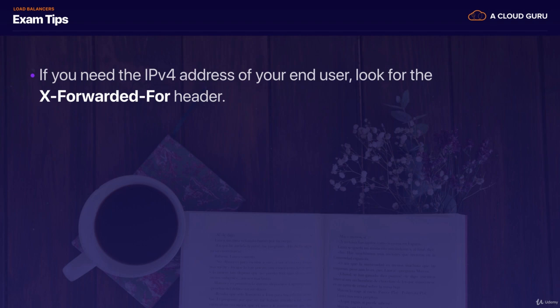In the next lecture, we're going to go ahead and get our hands dirty. We're going to start using a classic load balancer first, and then we're going to go ahead and use an application load balancer. Do feel free to go ahead and delete your VPC and all the EC2 instances that we did in the last section of the course. You won't need them anymore.